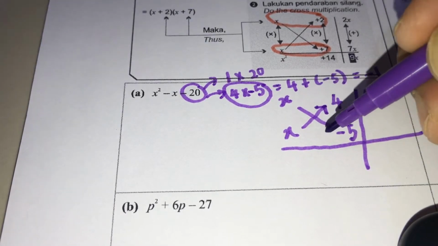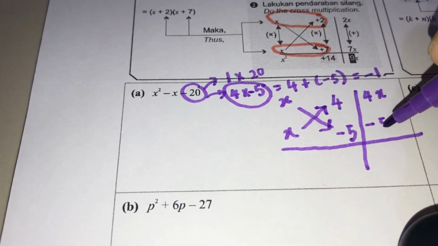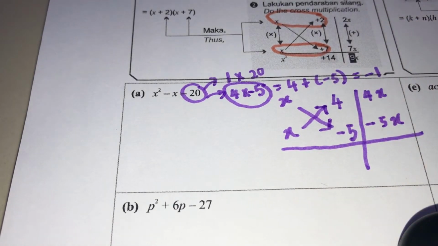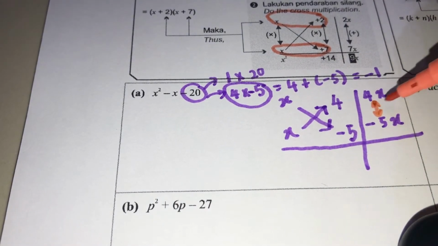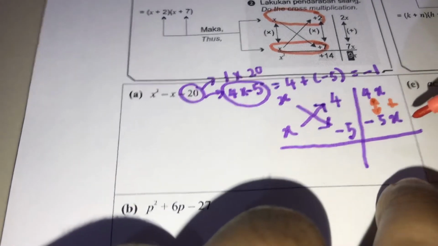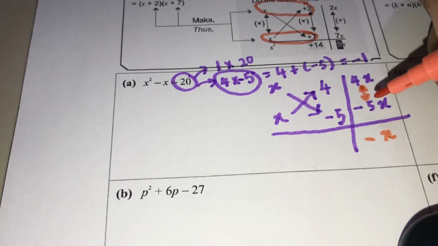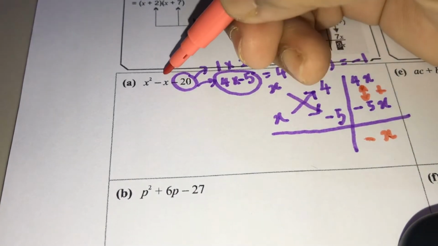X times negative 5, you get negative 5x. After that, here you must plus, always plus. 4x plus negative 5x, you will get negative 1x, right? That's why negative x only. You check this one negative x, here also negative x.